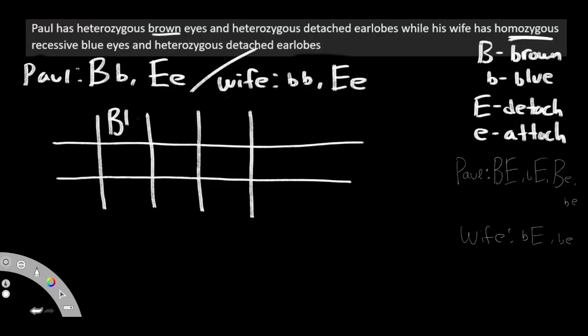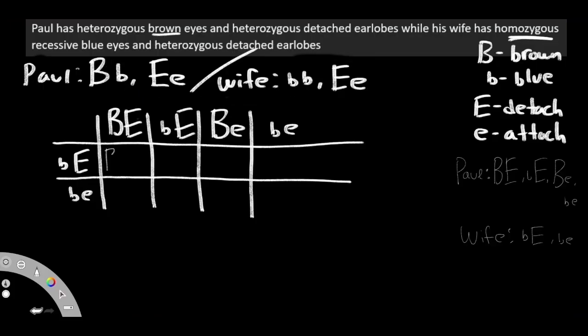So again, Paul has big B big E, small b big E, big B small e, and small b small e. The wife's is small b big E, and small b small e. This is where the law of independent assortment comes in. We are now going to cross these together, but the b's go together and the e's go together. So they still independently assort despite how messy it was in the beginning.